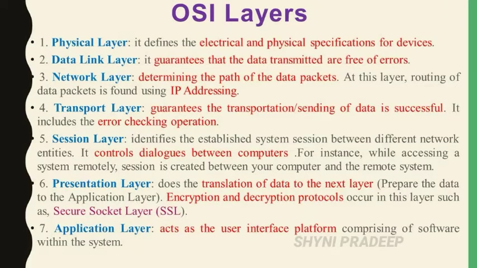Next one is the presentation layer. It is the sixth layer. It does the translation of data to the next layer, which means it prepares the data for the application layer. Encryption and decryption protocols occur in this layer. And next one is the application layer. This is the seventh layer, which acts as the user interface platform comprising software within the system.